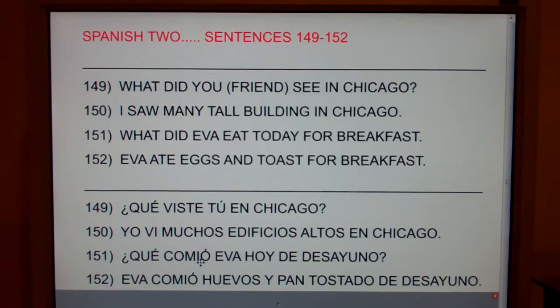And notice, in English we say for breakfast. In Spanish they say of breakfast. So you say, I ate toast for lunch, de almuerzo. For breakfast, de desayuno. For dinner, de cena. And also for dessert. Like, what did you eat for dessert is de postre. So again, in English we say for breakfast, for lunch, for dinner. In Spanish they say of breakfast, of lunch, of dinner.